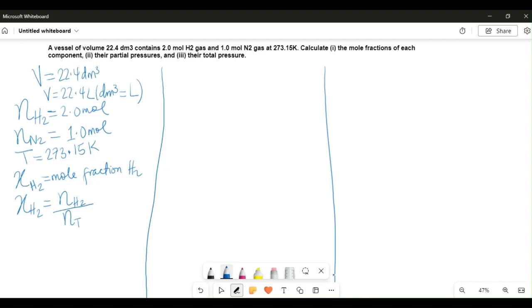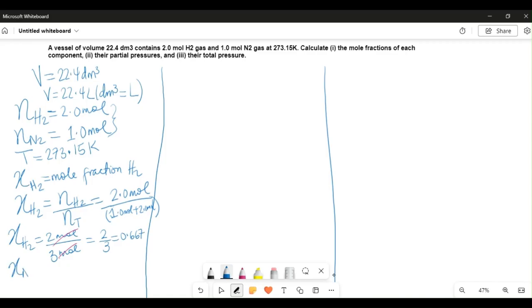So in total, that's simply 2.0 mole divided by the sum of the number of moles for both N2 gas and H2 gas, so 1.0 mole plus 2.0 mole. The mole fraction of H2 would be 2 mole divided by 3 mole, and you cancel it out, and what you end up with is 2 over 3, which is 0.667.